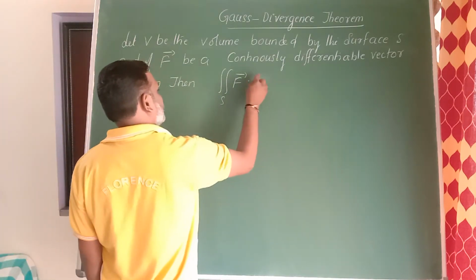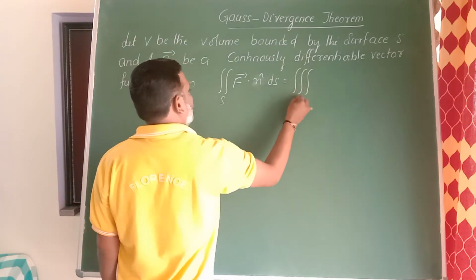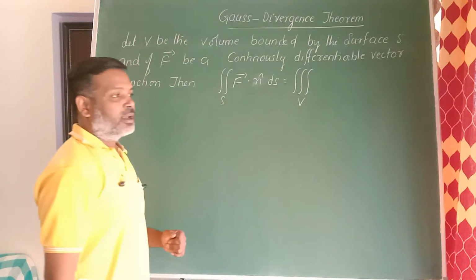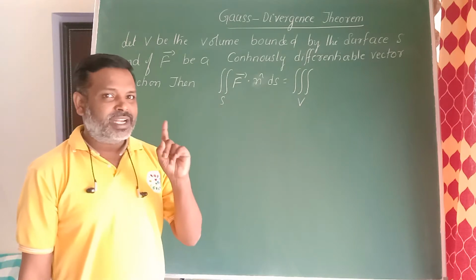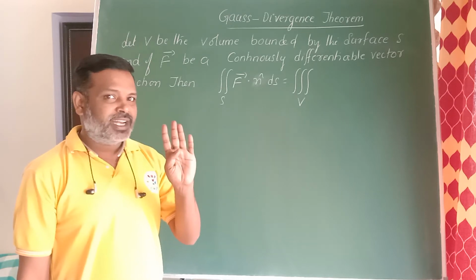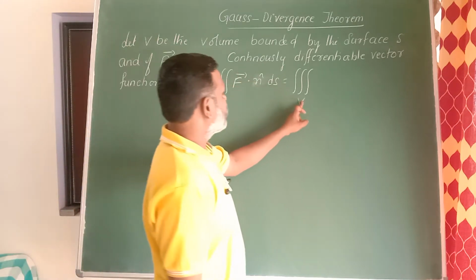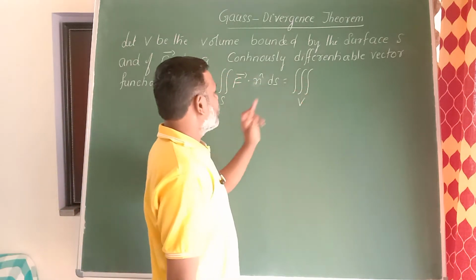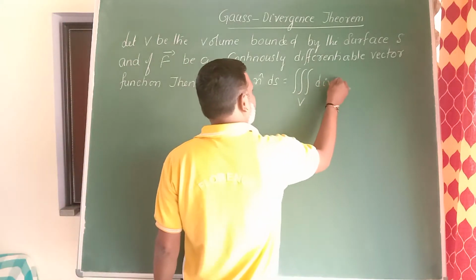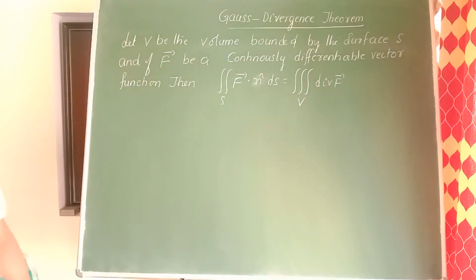F dot n cap dS is equal to triple integral over volume V. This is a surface integral and this is a volume integral. When it is a line integral, you have only one time integration. When it is a surface integral, two times of integration. When you have the volume integral, three times of integration. So surface integral F dot n cap into dS is equal to a triple integral over volume V of divergence F dV. That's it.